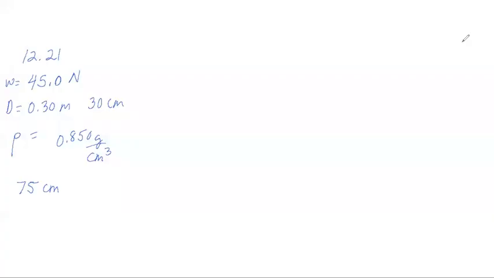Okay, the pressure underneath the wood is going to equal the force, the weight of the wood, divided by the area. Pressure is defined, P equals force over area. And in this case, it's weight over area. So we have 45 newtons.